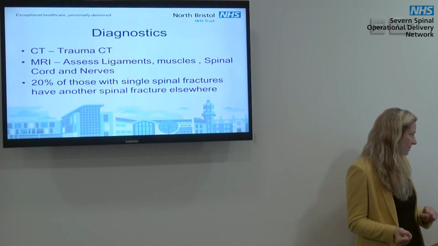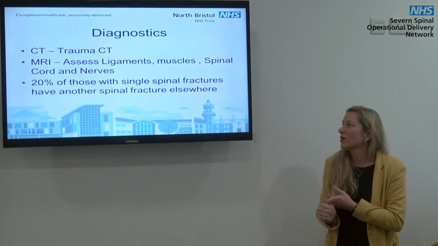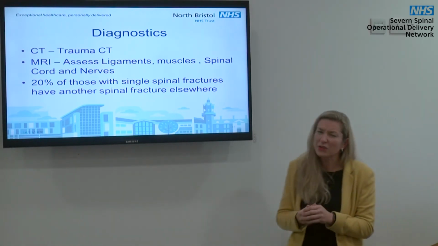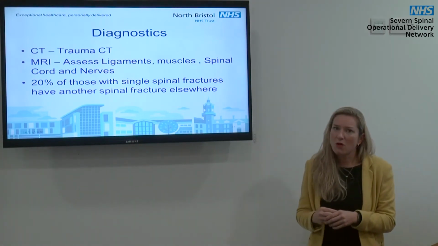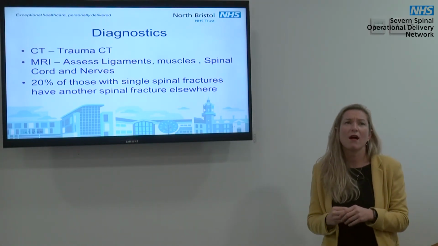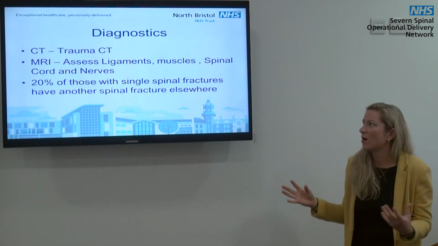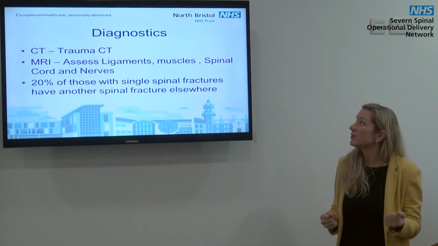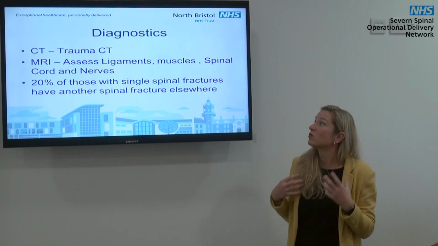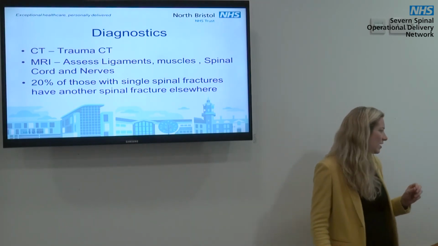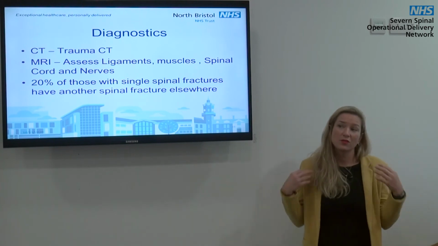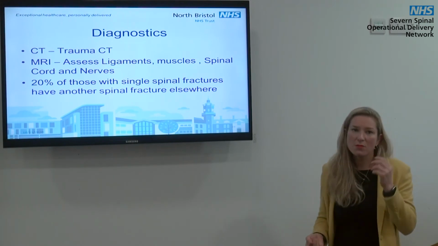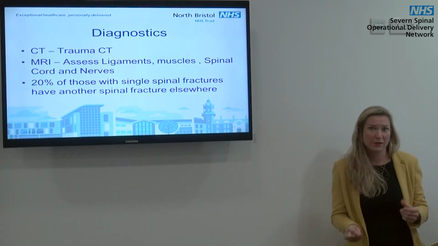So diagnostics. By far, the most common thing we'll do is a trauma CT, where you do a head to whole body scan. X-rays don't really have a role in the trauma setting unless it's an isolated bony injury, say in a lumbar spine, but the vast majority of things we'll do is trauma CT. The MRI assesses the ligaments, the muscles, and it also looks at the spinal cord and nerves. Another really important thing is if you find a single fracture, so if somebody's come in and they've just had a head and C-spine CT and you found the problem on one, you must image the rest of the body because you get a lot of missed fractures.